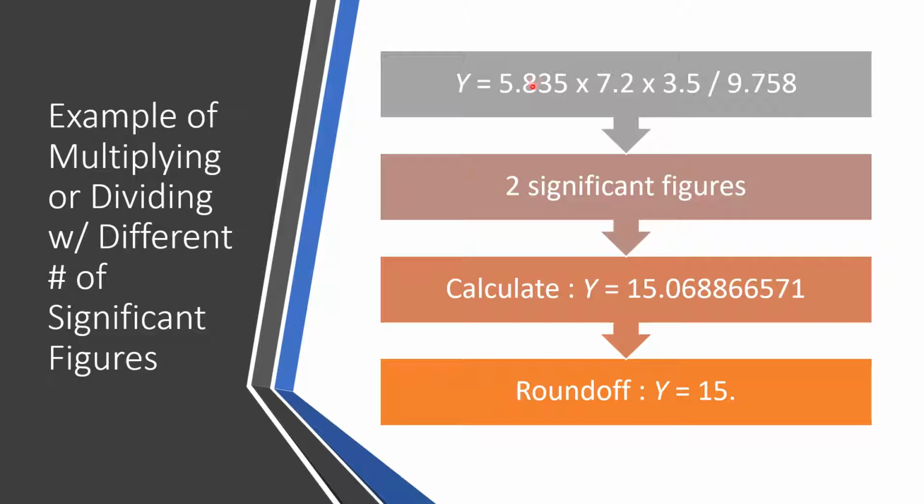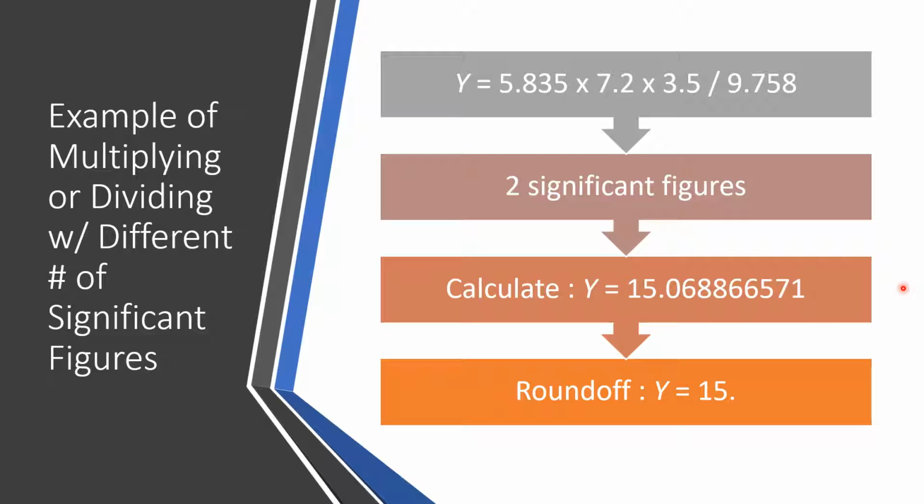Here's an example. We're going to multiply 5.835 times 7.2 times 3.5 and then divide by 9.758. You can see that 5.835 has 4 significant figures, 7.2 has 2 significant figures, 3.5 has 2 significant figures, and 9.758 has 4 significant figures. So we can readily see that 2 significant figures is the minimum number of significant figures of all the numbers that we're multiplying. That's why we wrote here, 2 significant figures. That's that minimum value.